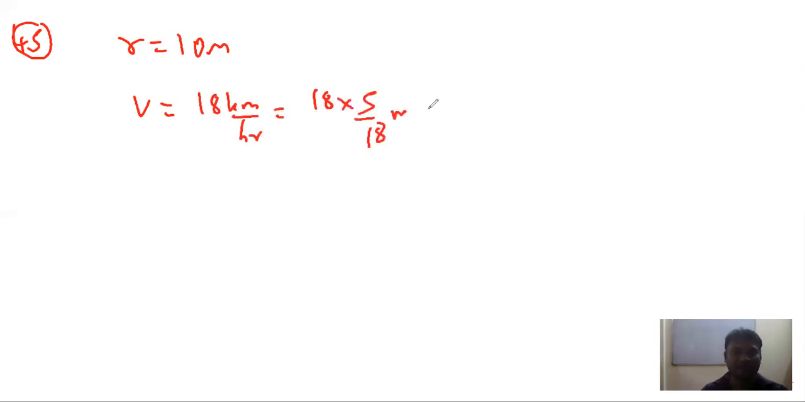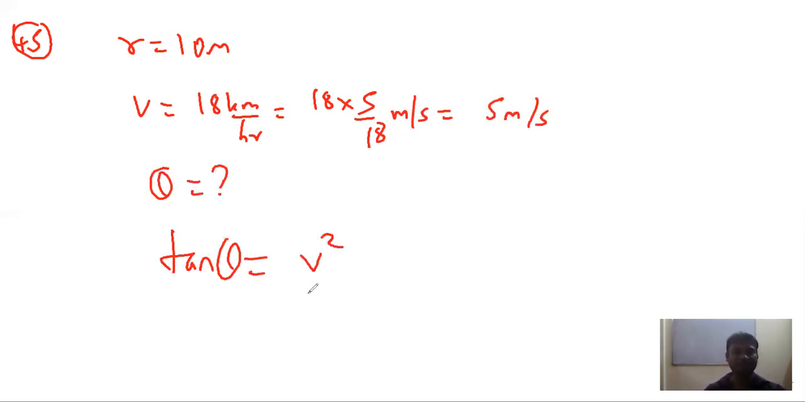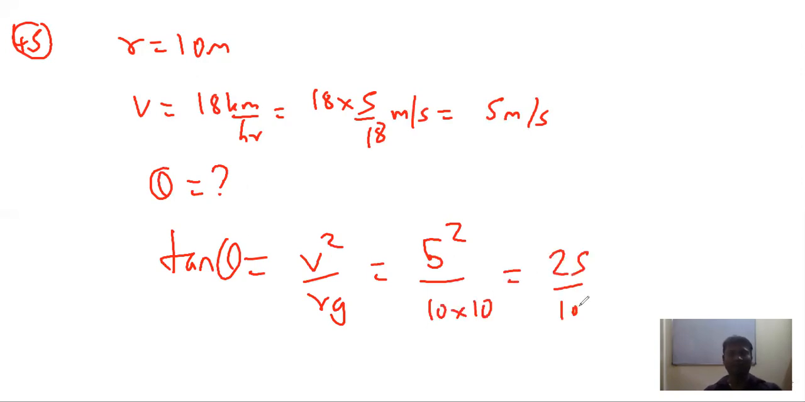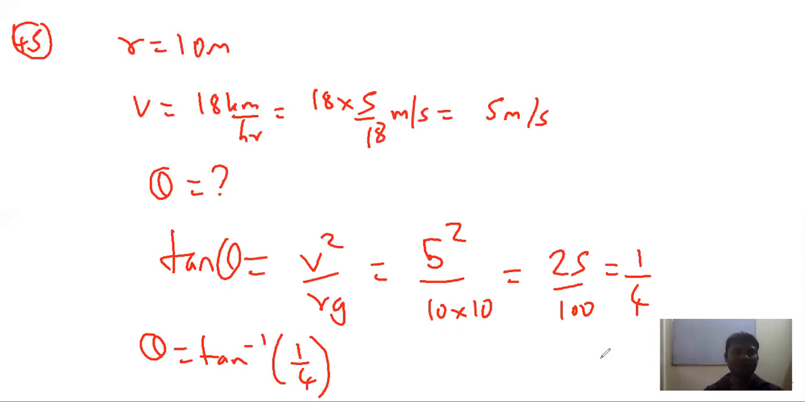On page 45. So we have a circular track of radius 10 meter. Vehicle goes with average speed 18 km per hour, which is 18 into 5 by 18 meter per second, which is 5 meter per second. Theta we have to find out. So we'll use angle of banking formula. Tan theta is v square by rg. So 5 square, which is 25 upon r into g. So 25 upon 100, which is 1 by 4. So theta is tan inverse of 1 by 4. Which is the answer to this question.